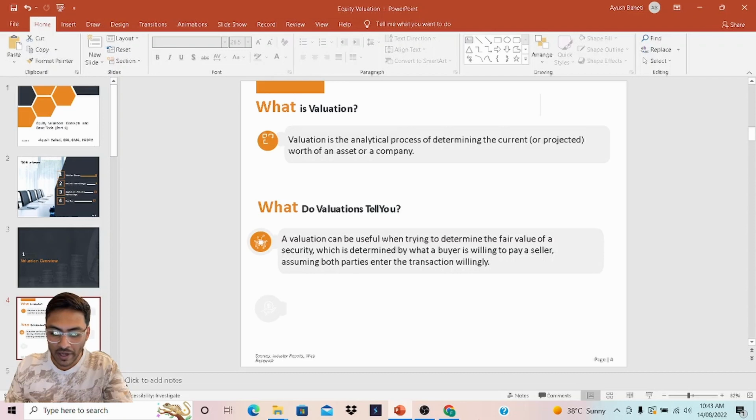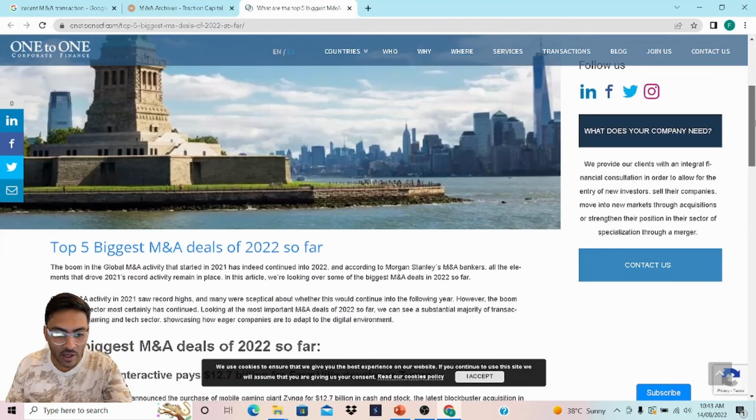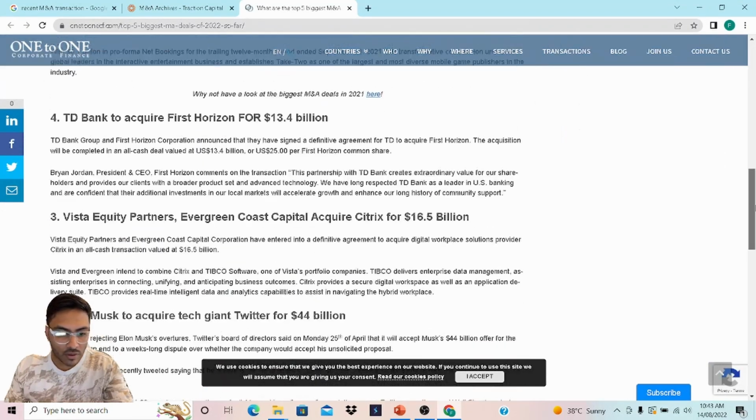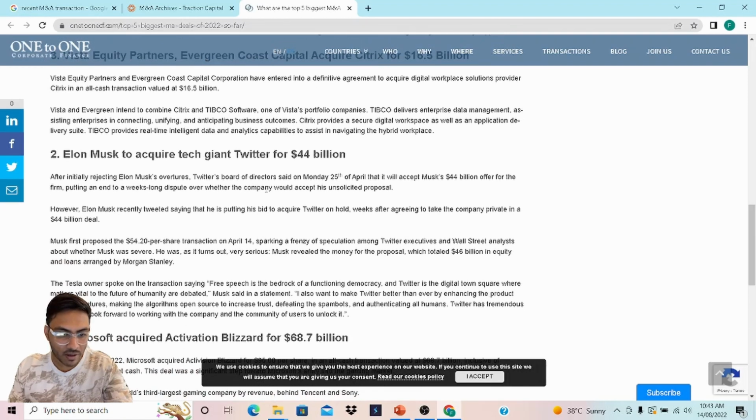So just to make it clear to you, here is the list of top 5 M&A deals in 2022. Let's say this is quite popular: Elon Musk to acquire tech giant Twitter for 44 billion. There is a lot of news and drama going around this deal, but we're not going to get into it. Let's just say Elon Musk is interested in buying Twitter for 44 billion.